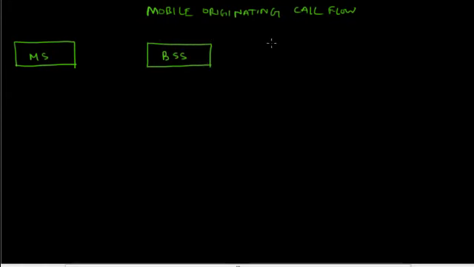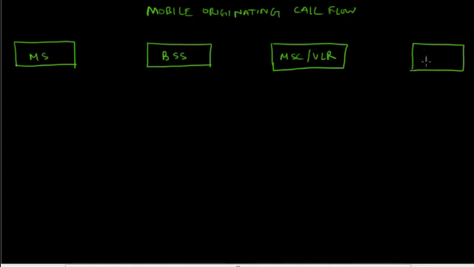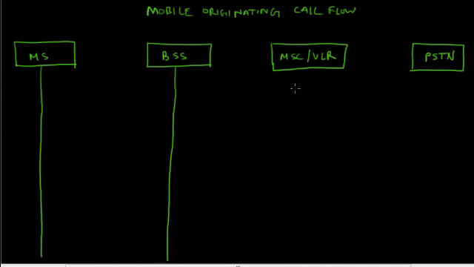BSS. MSC, VLR, and PSTN. So we're assuming that the location update has already happened and MS wants to make a phone call to a landline number in PSTN. Hopefully I'm drawing these lines as straight. I'm trying to make it as neat as possible. Draw this again.